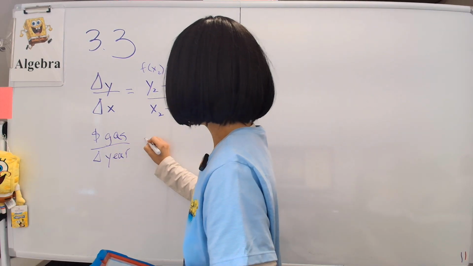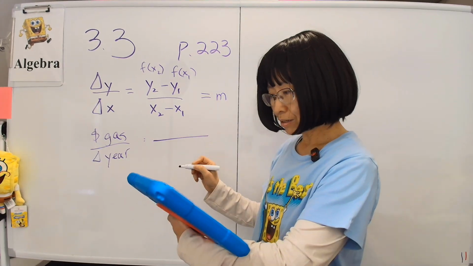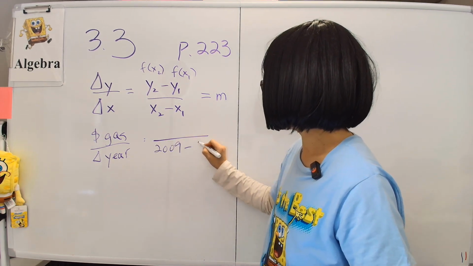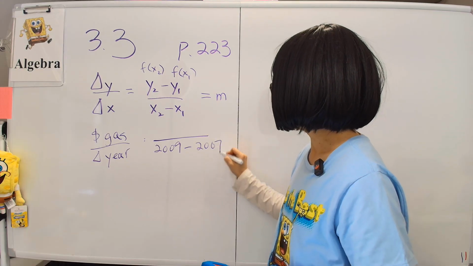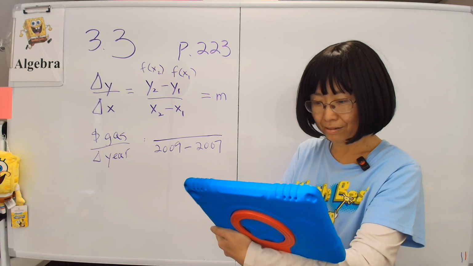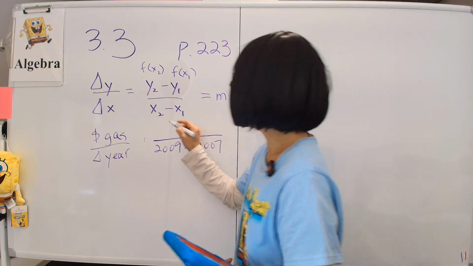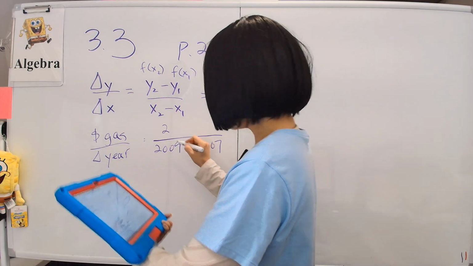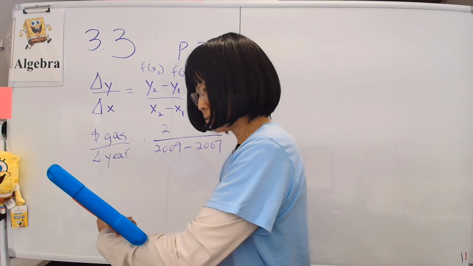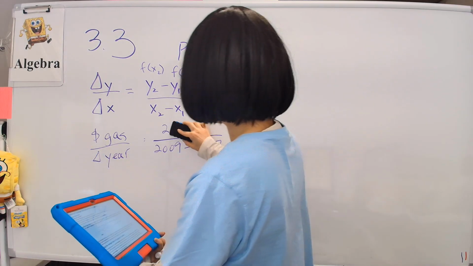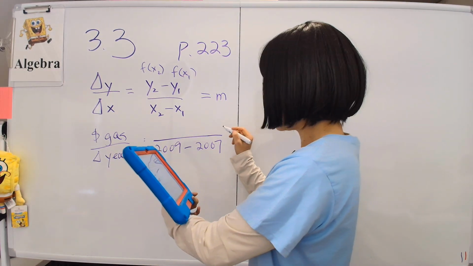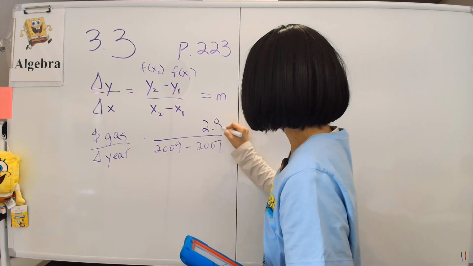So what's the difference in year? It's 2007 and 2009. So x2 will be 2009 minus x1, which is 2007. That's the year change. And then the gas change, we'll go back to the page and see what the prices are. 2008, 2.41. No, wait, what did we want? 2007, not 2008. What am I talking about? Okay, 2007 is 2.84. That's the first price. So we'll write it over here, 2007, 2.84, that's the price of gas.